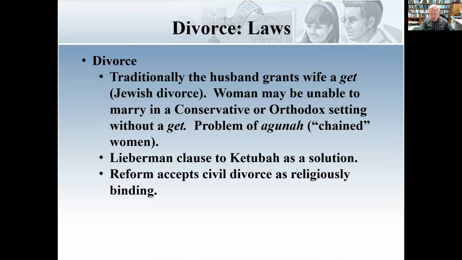Divorce, I mentioned, is actually mentioned in the Hebrew Bible, and traditionally, the husband grants the wife a get, a Jewish divorce. A woman may be unable to marry in a conservative or Orthodox setting without a get. So this gives the groom a lot of power in negotiating the terms of their civil divorce, and there are ways of handling that. In the conservative movement, there is a Lieberman clause, which I mentioned, and in the Reform movement, Reform Judaism accepts a civil divorce as a religious divorce, so there's no issue about remarrying.